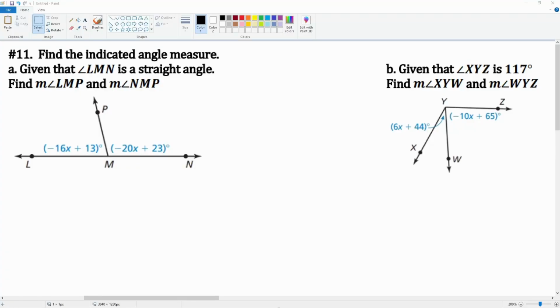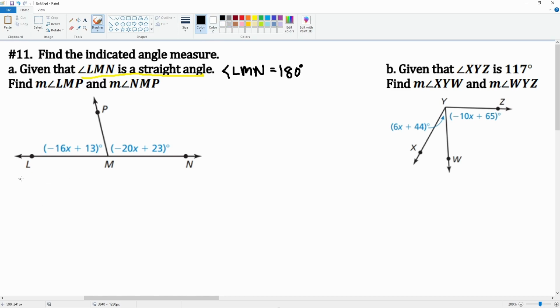Question 11 says, find the indicated angle measurement. Here we're looking for angle LMP and NMP. So we need those two angles. All right, so we have to set up an equation to solve for this. We know right here that angle LMN is a straight angle. So that means angle LMN is equal to 180 degrees.